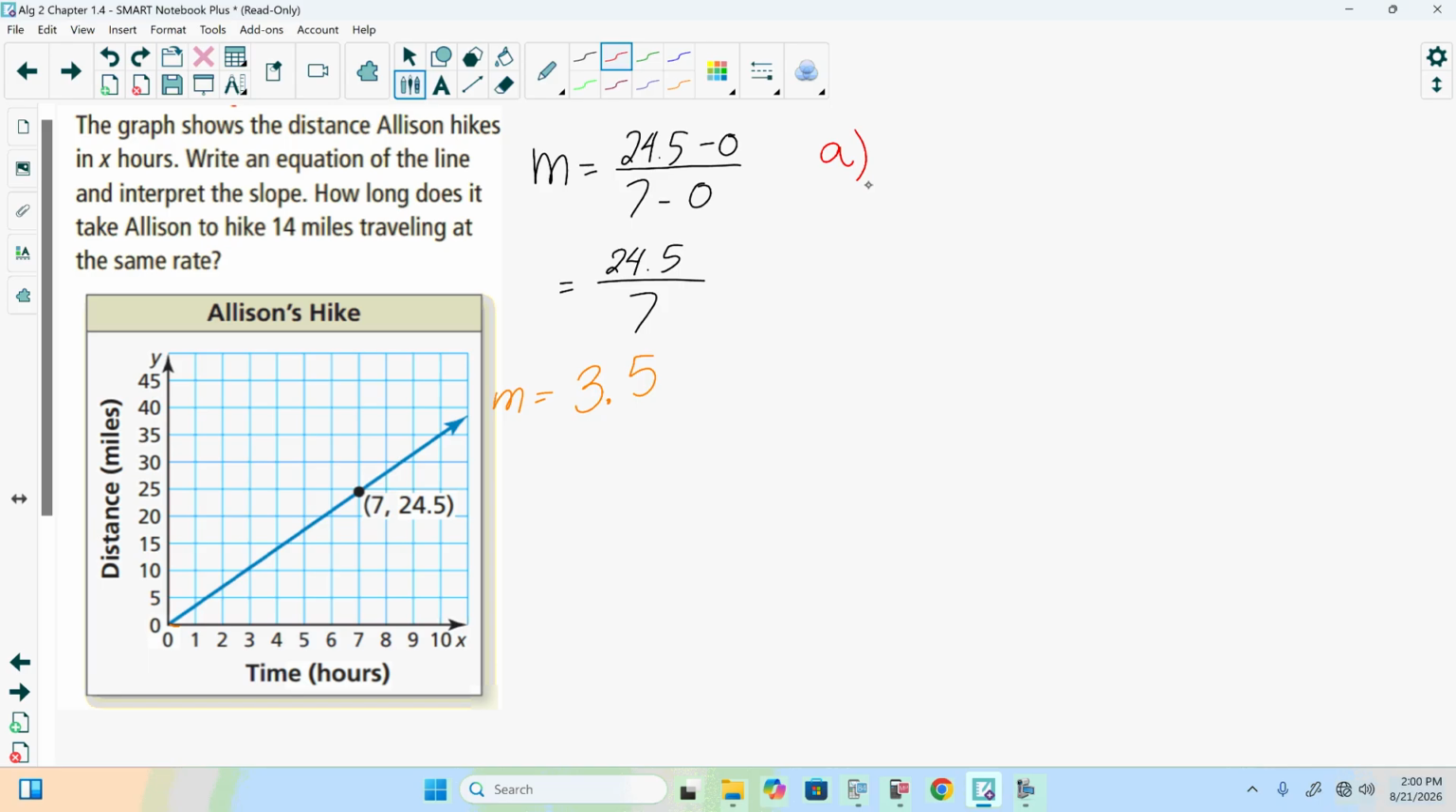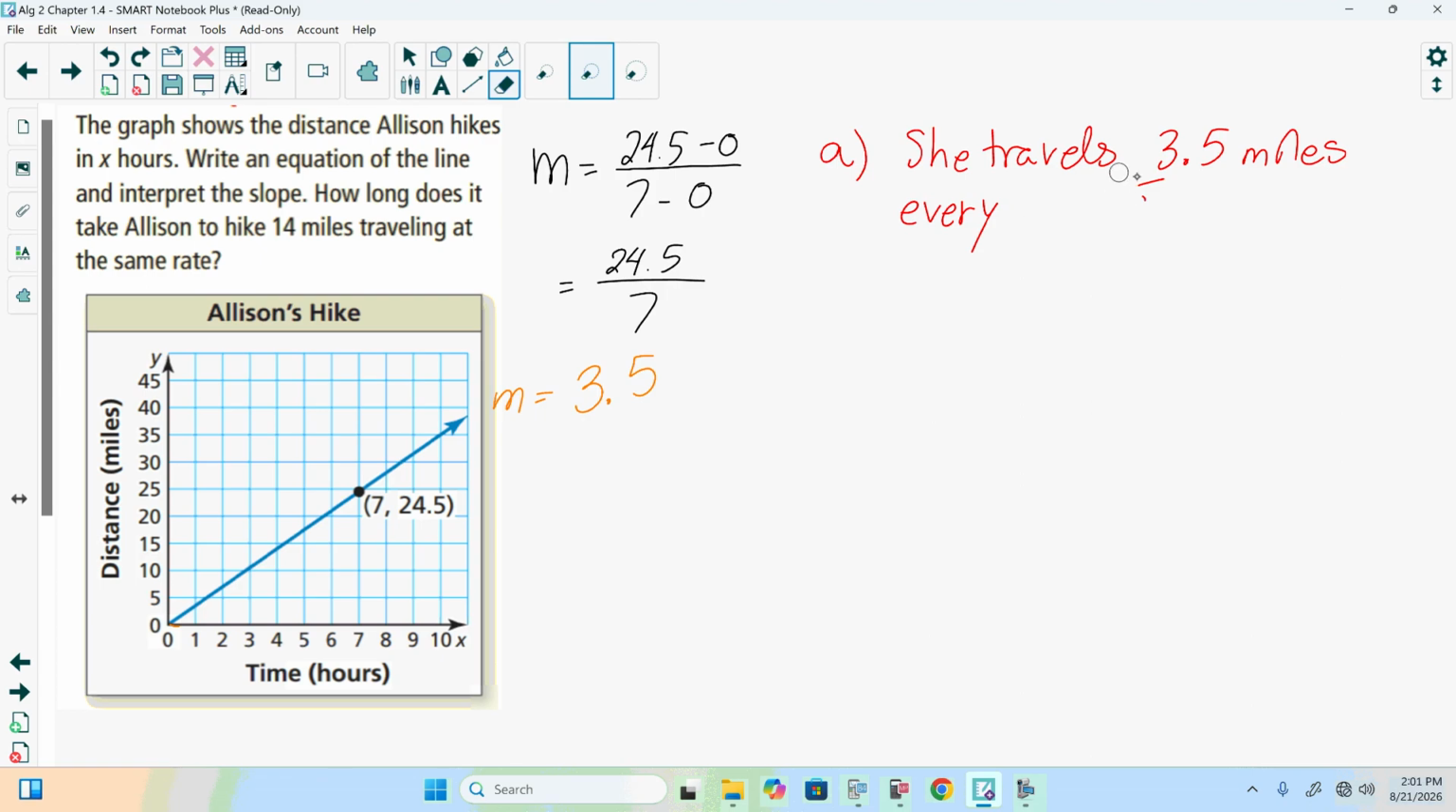So we have the slope, let's interpret it. What is it telling us? So with 3.5, she travels 3.5 miles every, what? Minute? Or not a minute. What are we talking about? Hours. I was like, man, that'd have been nice. Or that'd be fast. That'd be a really fast walk. 3.5 miles every hour.